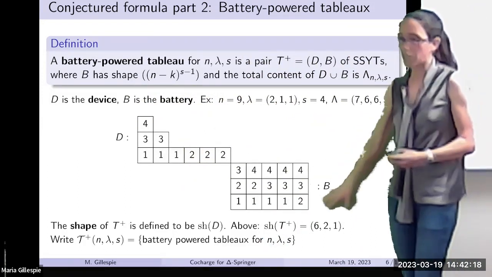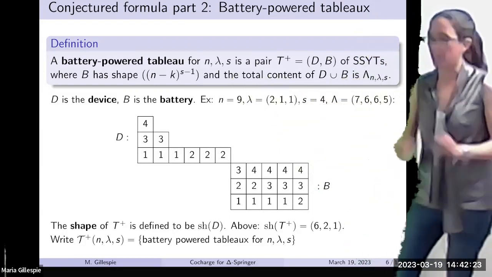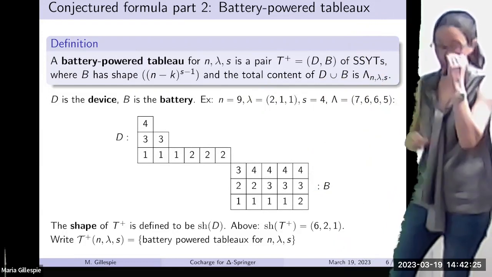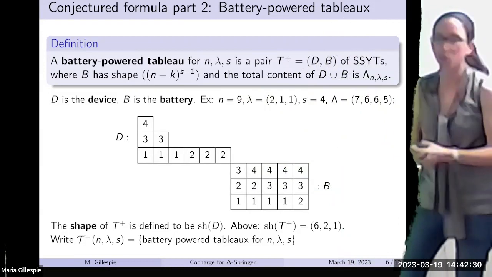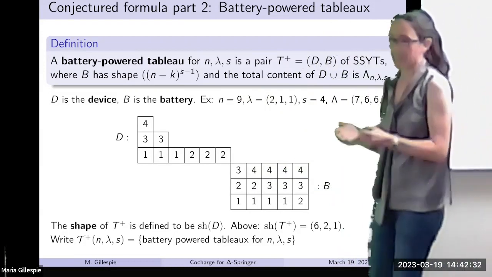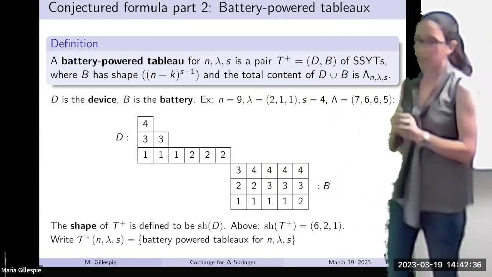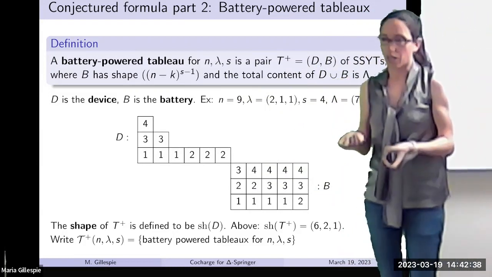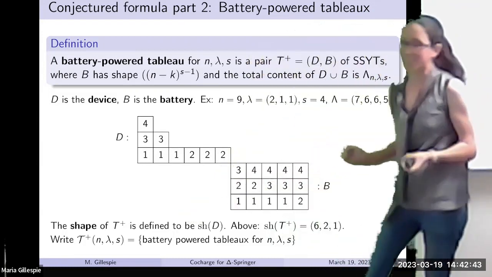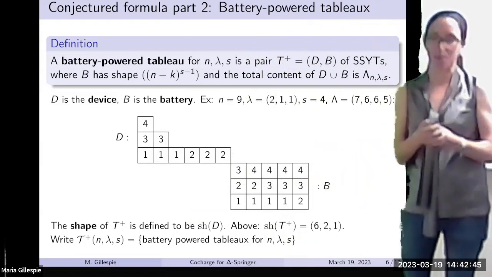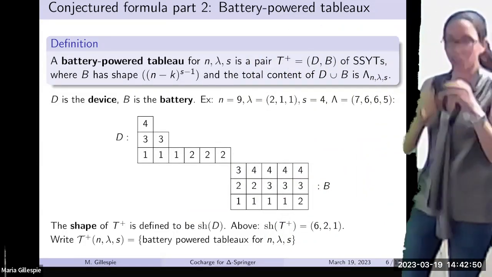And we define the shape of a battery-powered tableau to just be the shape of the device. We don't worry about the battery. We don't take the shape of the whole skew tableau, right? We do draw them diagonally down and right for a reason that we'll see soon, but it's just the shape of the device. So here the shape is 621, and we write this fancy T plus to be the set of all battery-powered tableaux for n, lambda, and s. The little plus is like we're adding charge with a battery. So we're like charging it up.